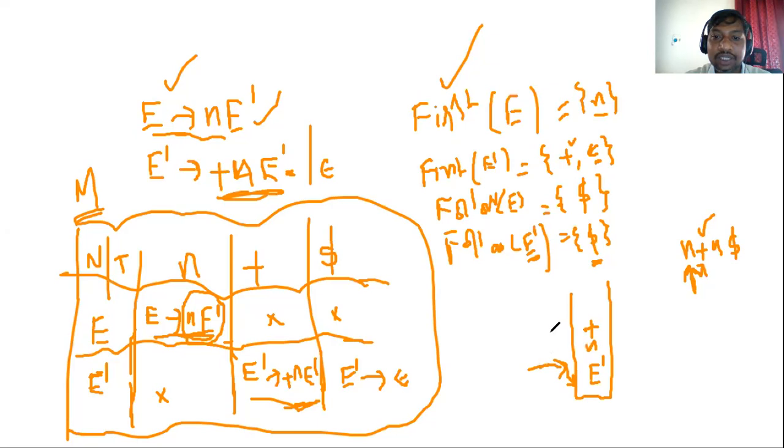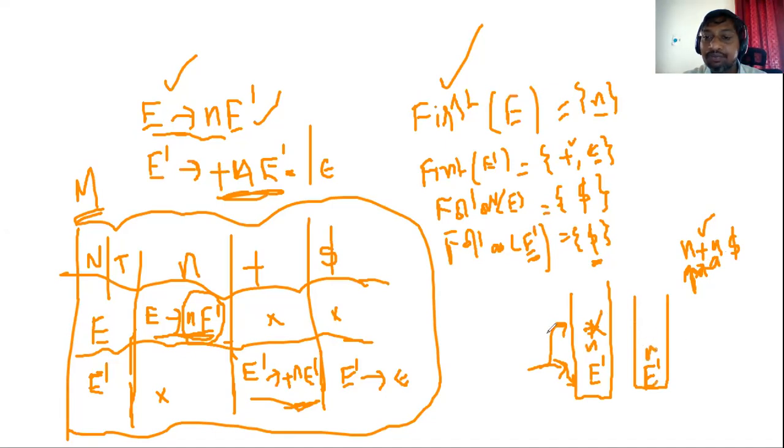Now the current top of the stack is plus, and it exactly matches the current input symbol. Now what do you have to do? You have to pop off this symbol and advance your read head so that it points to the next input symbol. After this step, the stack contains E dash, and on top of it we'll have n.